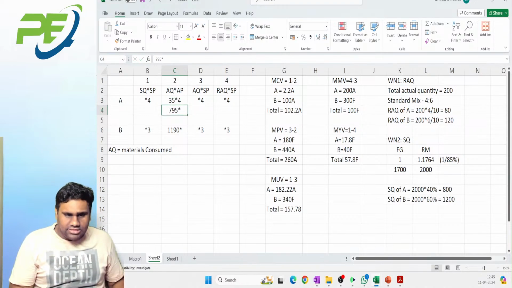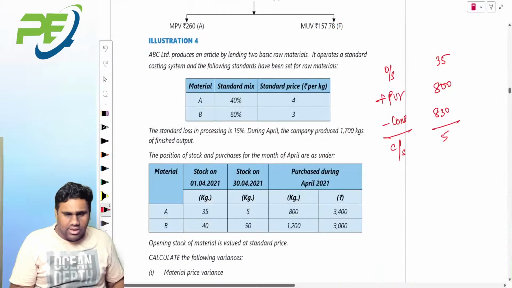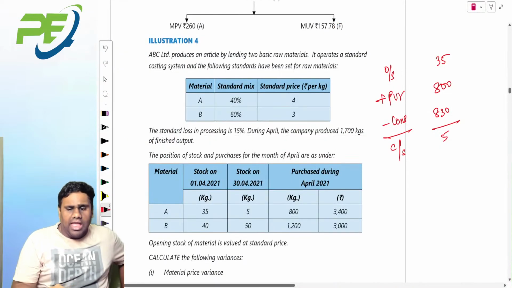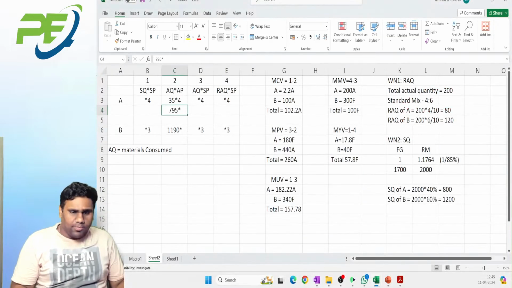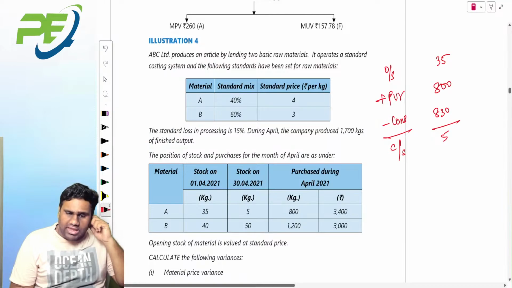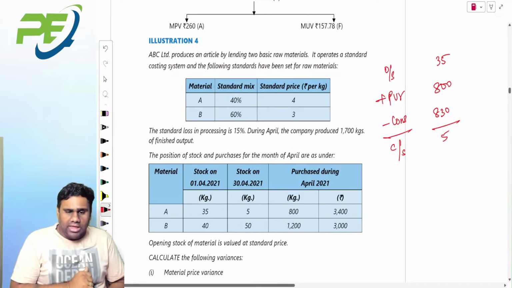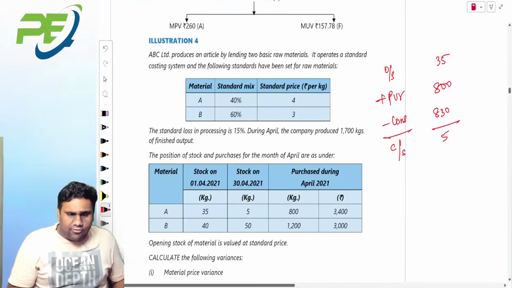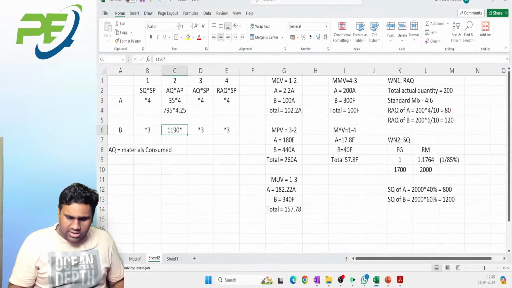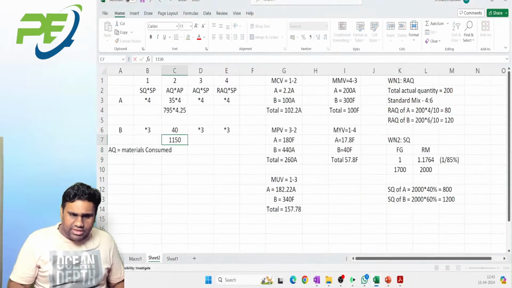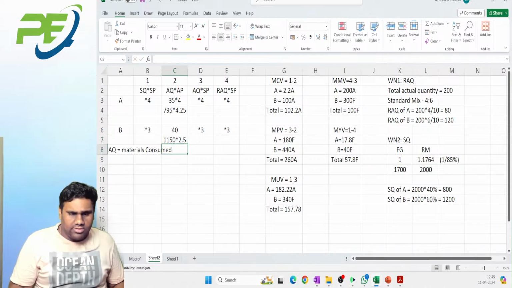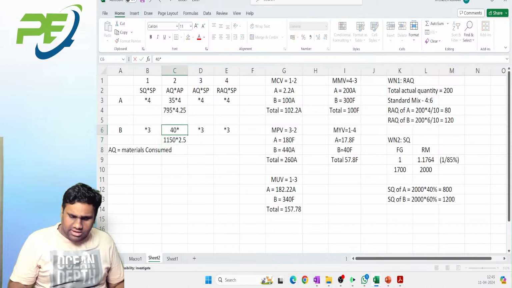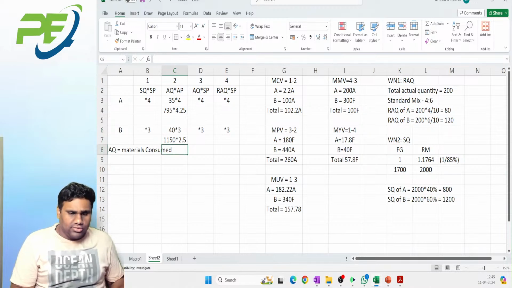And this 3,400 by 800 is 4.25. Same way for product B also. 40 units is opening stock and 1150, and it is 3.